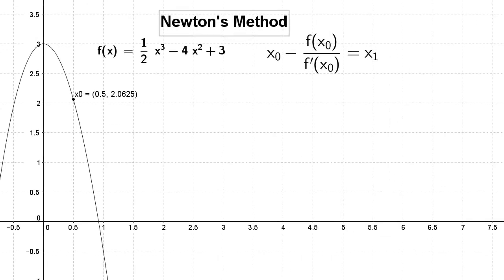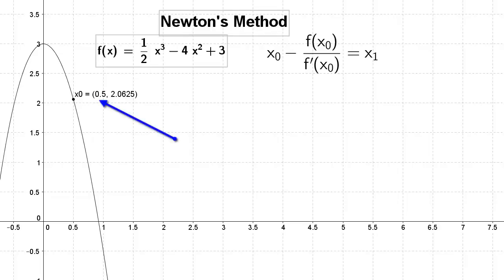Okay, so we're going to try and find the zeros of this particular function, and we can see that the zero of this function is pretty close to 1. It's very difficult to solve this algebraically, by the way. So we're going to use Newton's method to converge on this 0.